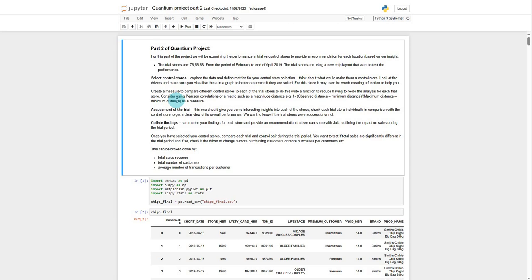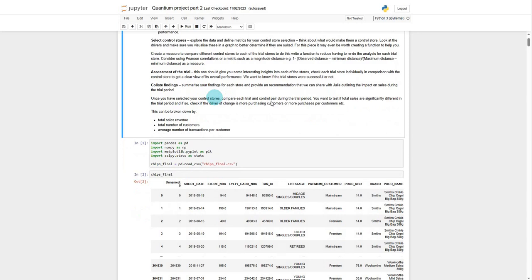So for the control stores, the methodology: I used the Pearson's correlation test and the total sales volume to compare the trial stores before the trial period with the control stores before the trial period. The trial period started in February, so I'm looking at their sales history from July to the end of January and comparing the trial stores to the control stores to see how closely they performed, so I can pick a control store based on that information.